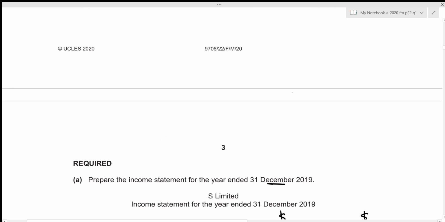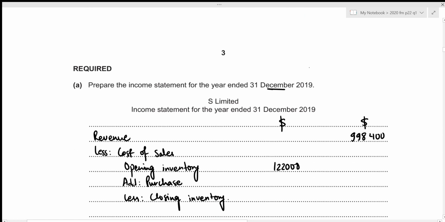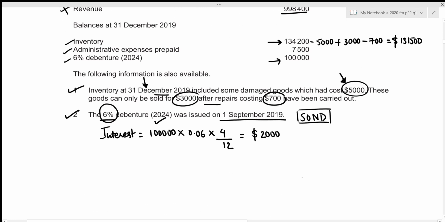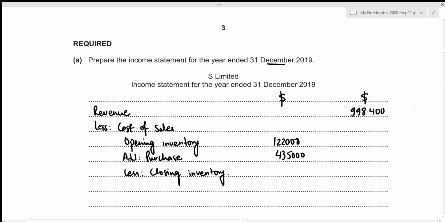Now for purchases, it was given at the amounts paid during the year ended 31st December 2019. For purchases, we paid out 435,000. So we just need to include this amount in our income statement. So that's 435,000. And for closing inventory, we adjusted our damaged goods and figured out the revised value to be 131,500. So let's include this in our income statement.